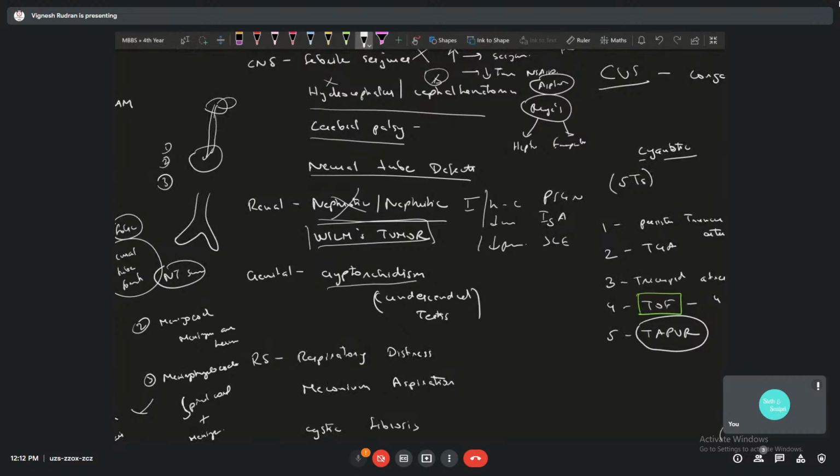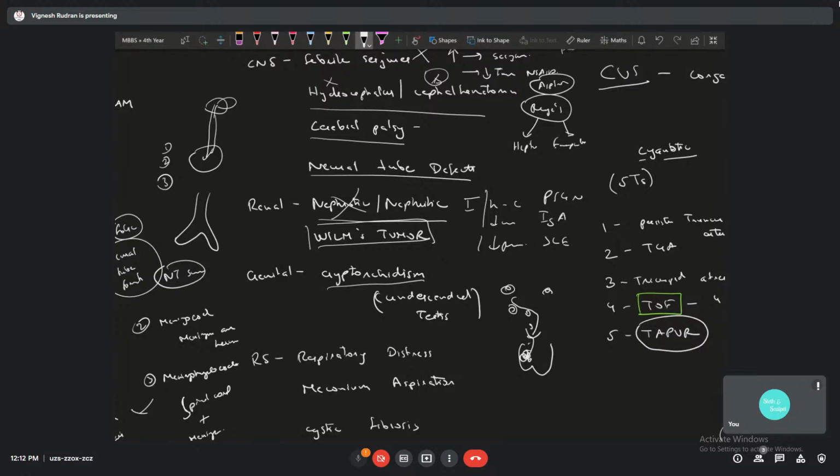And then cryptorchidism, we have seen this in surgery. So undescended testis. Your testis develops over here. It moves via the inguinal canal and reaches the scrotum over here. So it can be stuck over here.